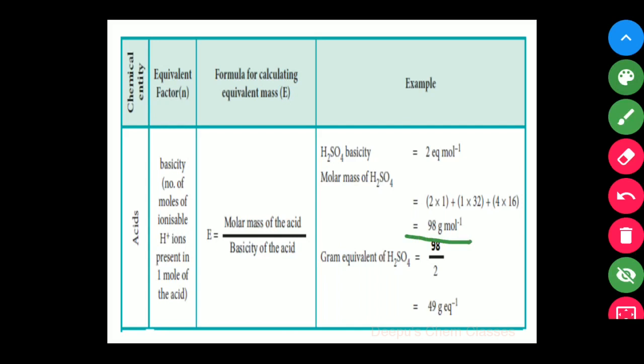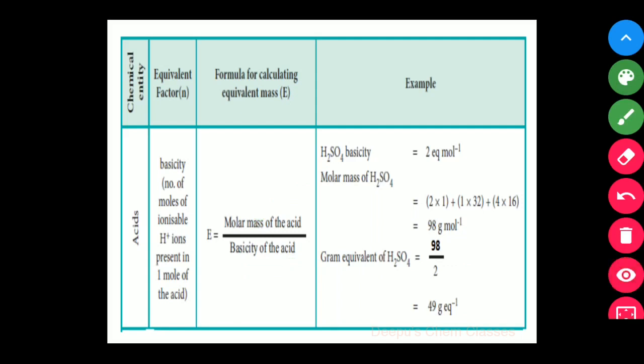Gram equivalent mass of sulfuric acid. Actually the formula is molar mass of the acid divided by basicity of the acid. So the molar mass of sulfuric acid is 98 and the basicity of sulfuric acid is 2. If you divide this value, you get 49 gram per equivalent as the gram equivalent of sulfuric acid. Do you understand?